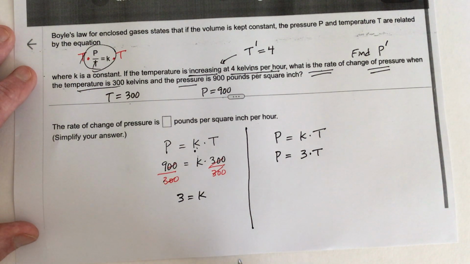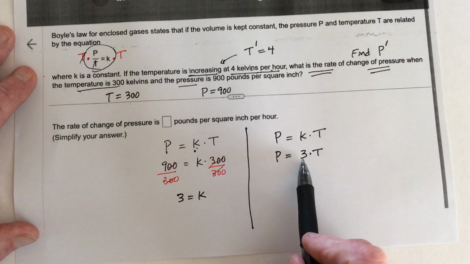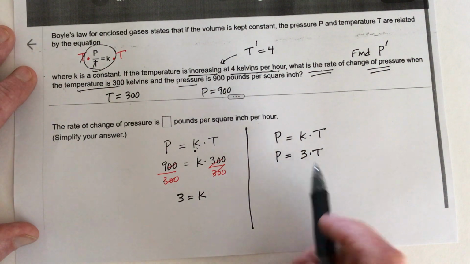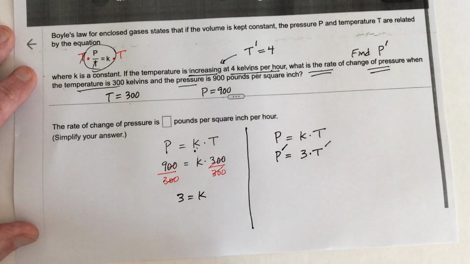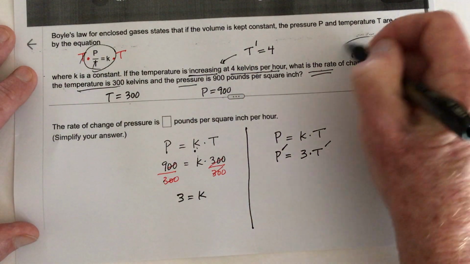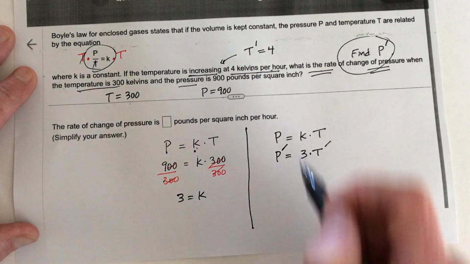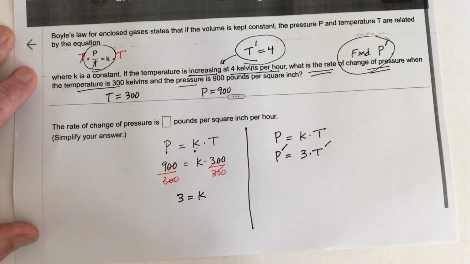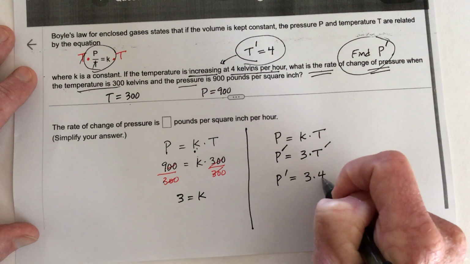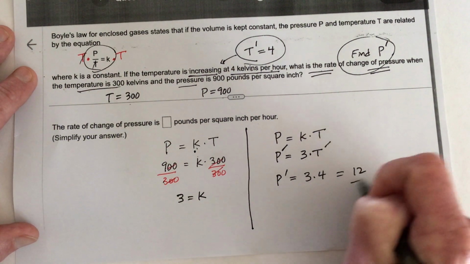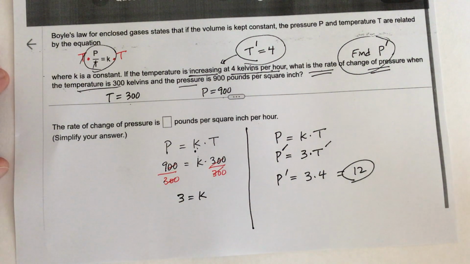And then when you take the derivative, because 3 is a constant, you don't even have to do the product rule. All you have to do is take the derivative on this side, and take the derivative on this side. It said find the derivative of P if the derivative of T is 4. So the derivative of P equals 3 times 4, and that's 12. All right, there we go.